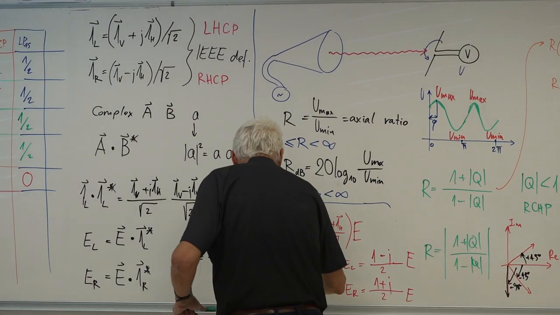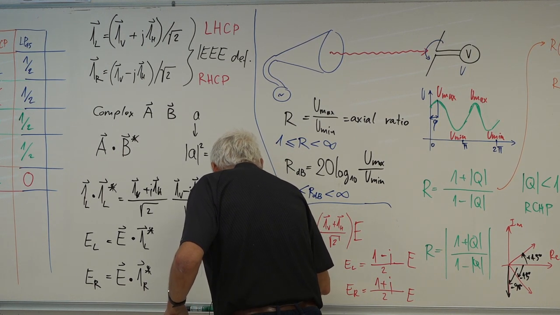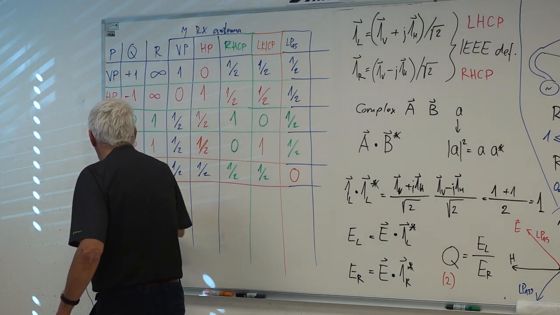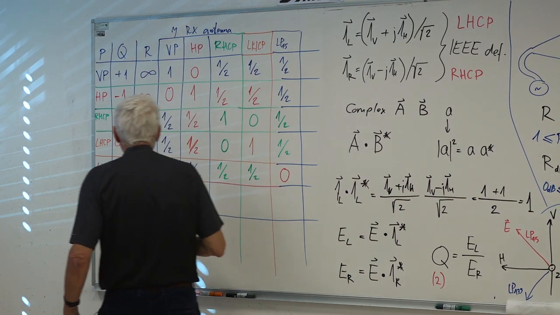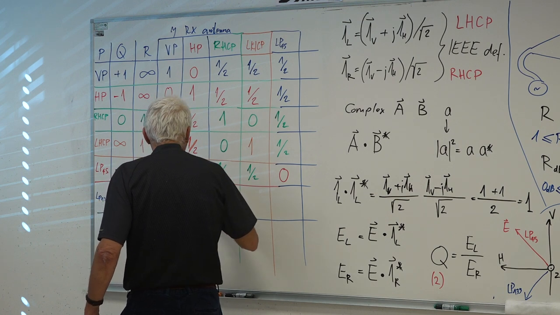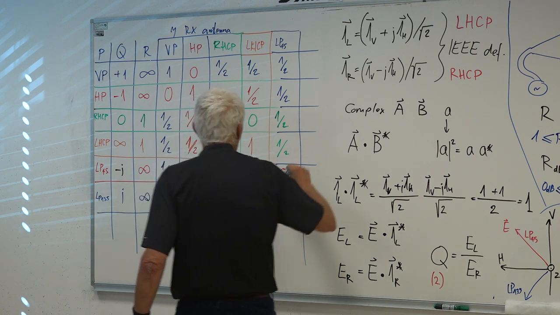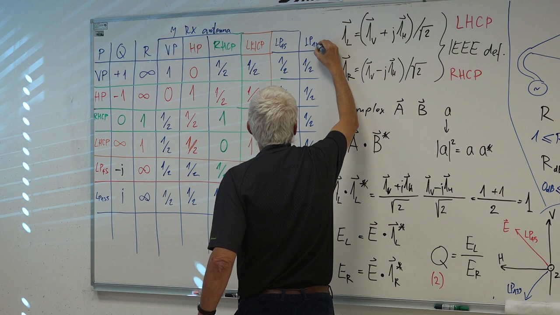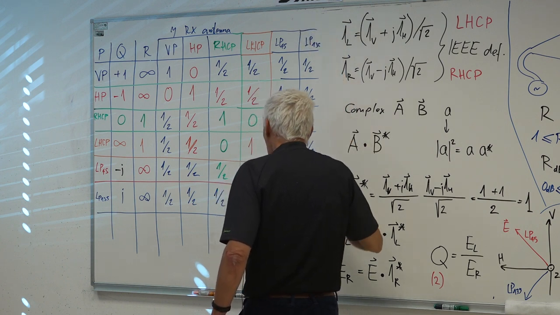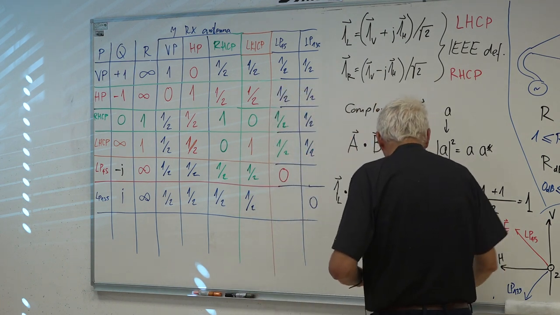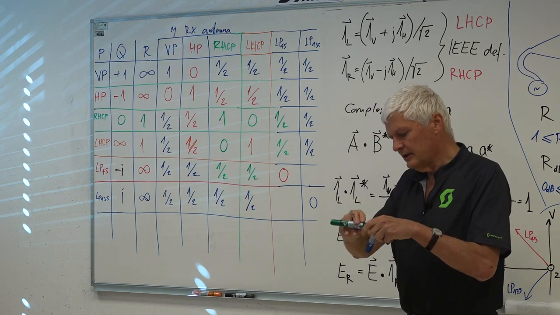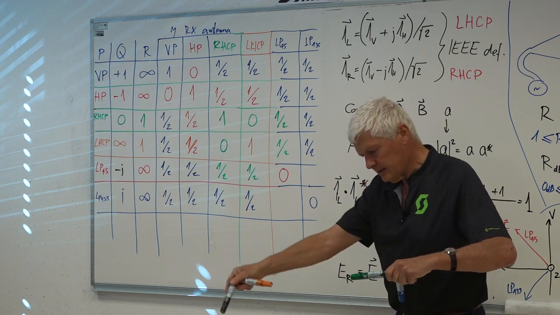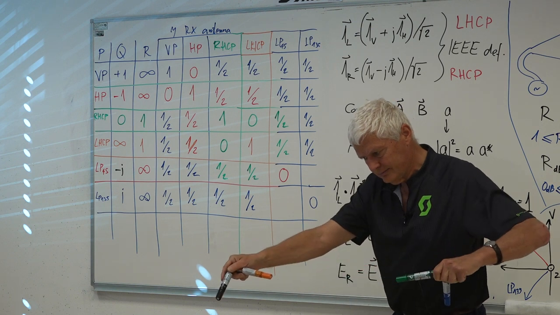I could also try the other possibility, linear polarization under 135 degrees. So linear polarization at 135. This would give me J for Q. Certainly, I have infinity for the axial ratio. I have 1/2 for vertical, horizontal, right-hand circular, left-hand circular. I have also here 1/2 for linear polarization under 135 degrees. But 135 to 135 is zero, because 135 on the transmitting side is down here, and 135 on the receiving side is down here. So these two are orthogonal now for 135 degrees.